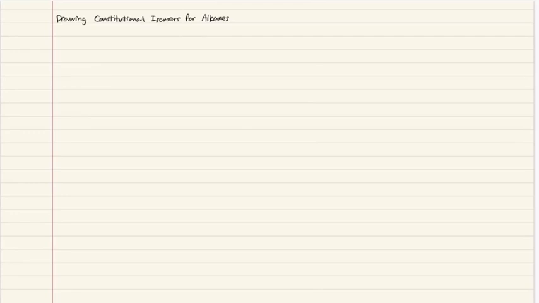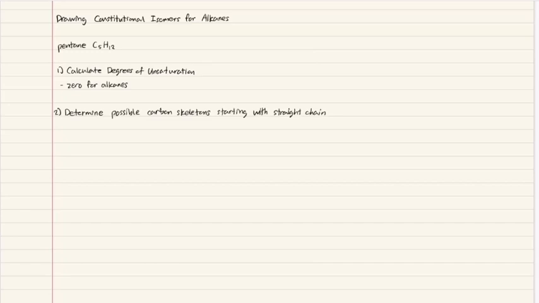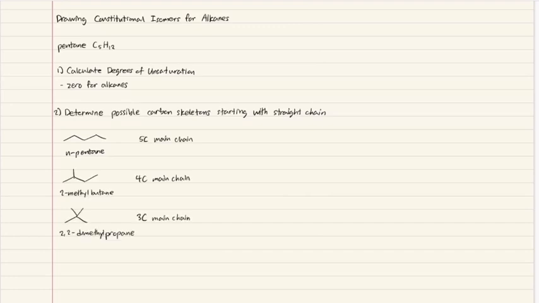Let's walk through a strategy for drawing all the constitutional isomers of pentane, for example. First, we identify the molecular formula and calculate degrees of unsaturation. In this case, we're working with an alkane, so the degree of unsaturation is 0. Next, we will determine the possible carbon skeletons starting with the straight chain form of pentane. From there, we can begin drawing branched chains.